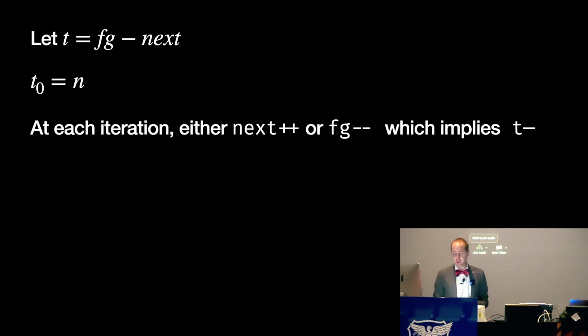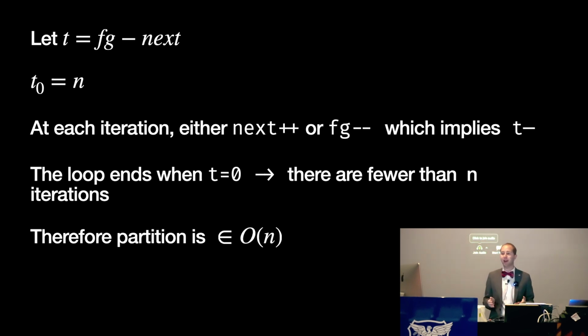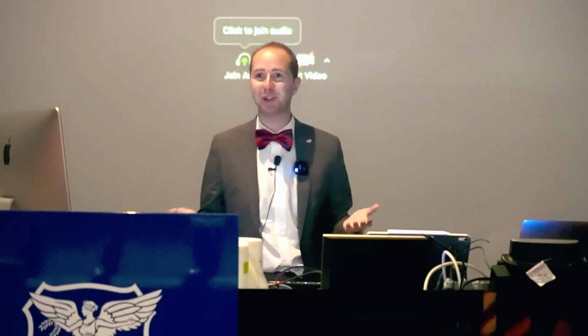Then at each iteration, if we look at our code, we know that we're always either moving up to look at the next item, or we've swapped something into the current item's position. So in each iteration, we are going to reduce the size of the current t by 1. The loop ends when t gets to 0, because that's when there is nothing more to look at, which means there are fewer than n iterations. As a result, we know our partition function is O of n, because if t starts at n and goes down by 1 each time, the amount of times you can decrease it by 1 until you get to 0 is n.